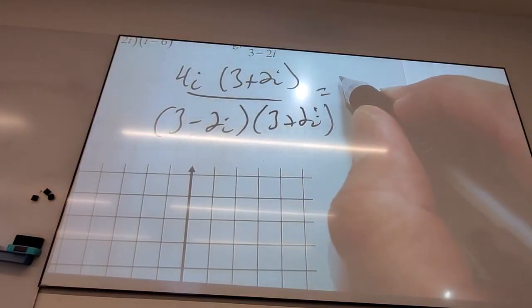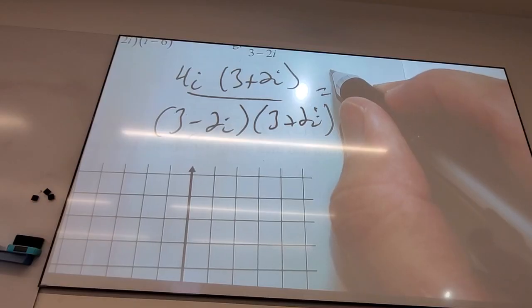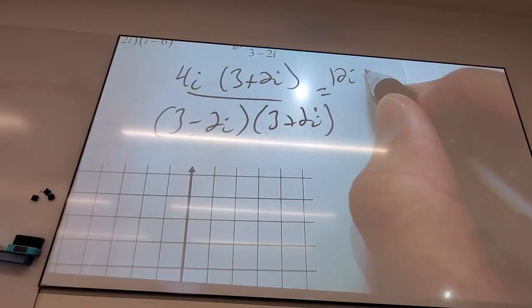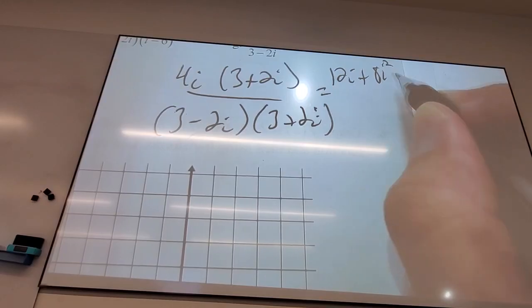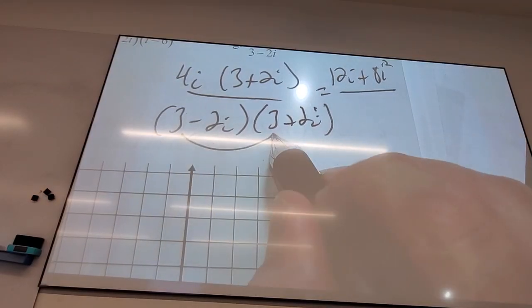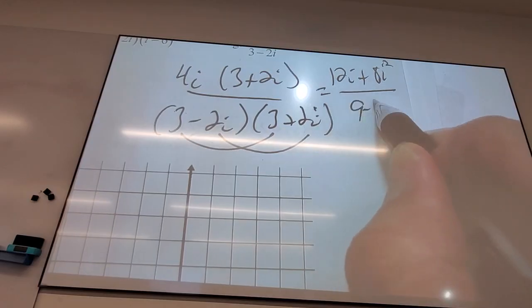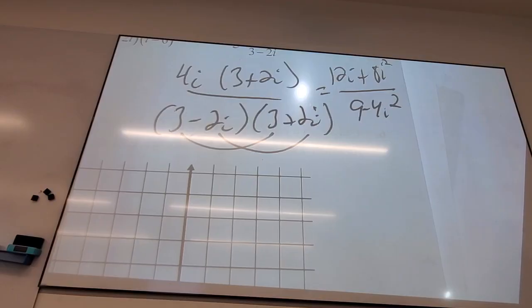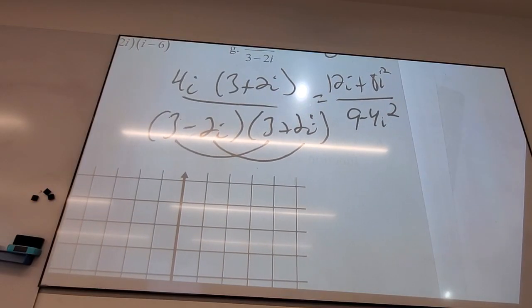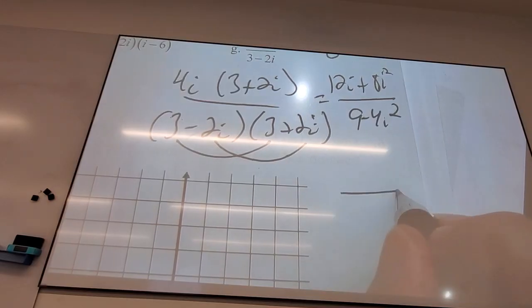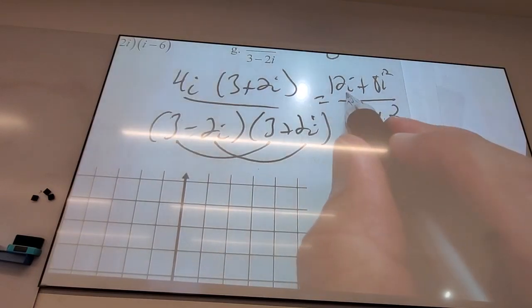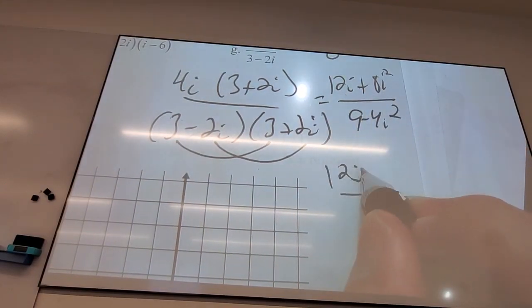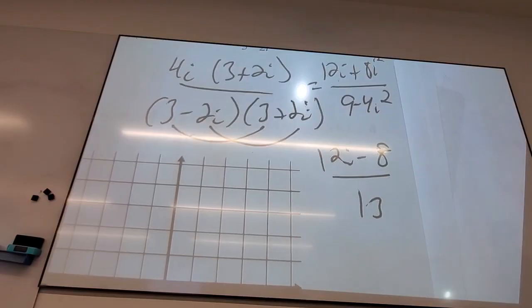So what do you get on the top? 12i plus 8i squared, but i squared is negative 1, so that's going to become 12i minus 8, right? Down here I'm going to get 9 minus 4i squared, and the middle terms cancel, so I don't have to worry about them. But what's i squared again? So the bottom is going to become 9 plus 4, yes? And the top is going to become 12i minus 8, because i squared is negative 1, yeah?